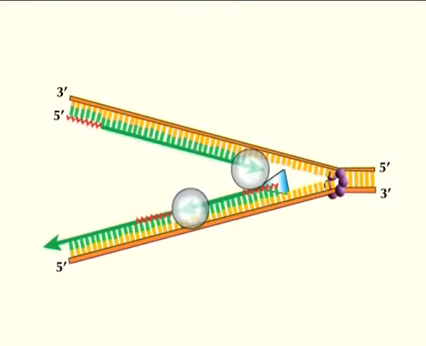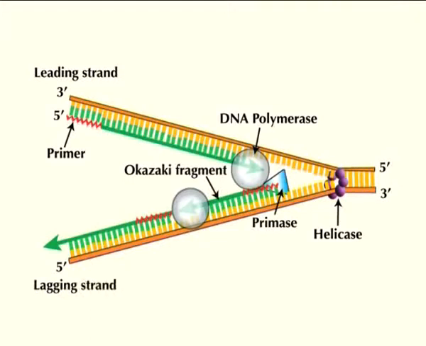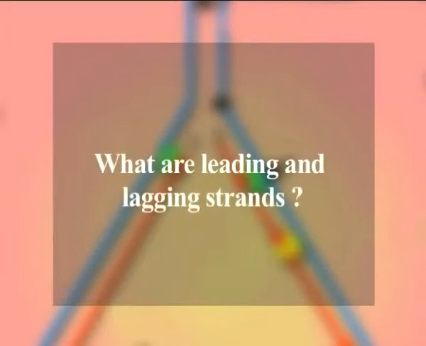Once a replication fork has formed, the synthesis of the new DNA strand is initiated by RNA primers synthesized by DNA primase. A single RNA primer is sufficient for the continuous replication of the leading strand, but the discontinuous replication of the lagging strand requires an RNA primer to start the synthesis of each Okazaki fragment. During the entire process, the helicase keeps binding ahead of the fork so that there is a forward movement of the fork. Now, the question arises, what are leading and lagging strands?